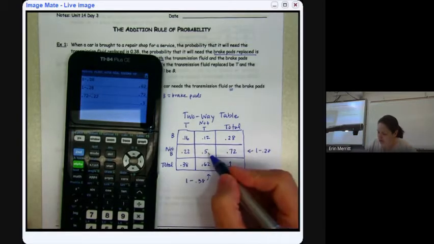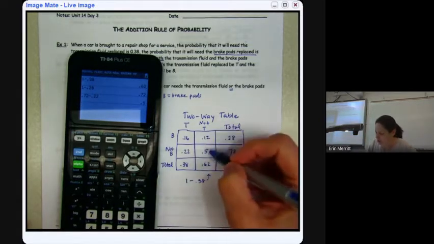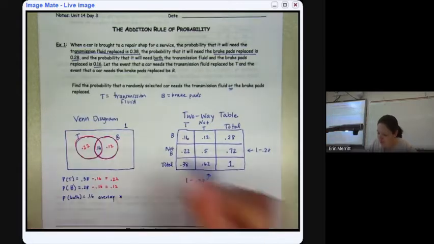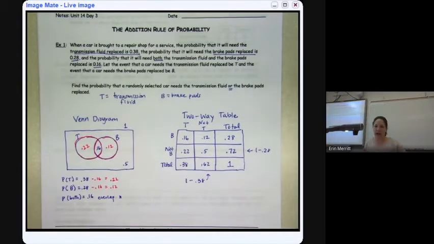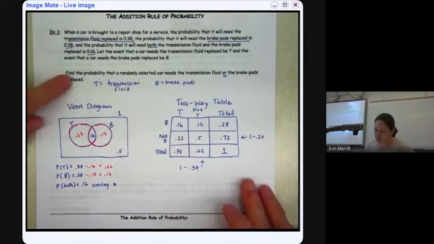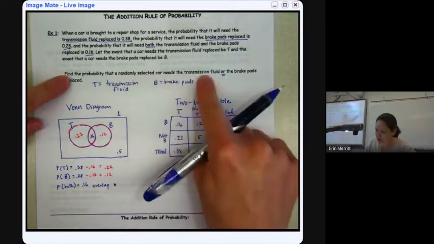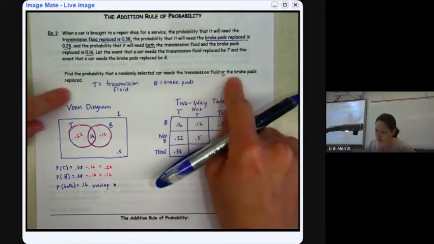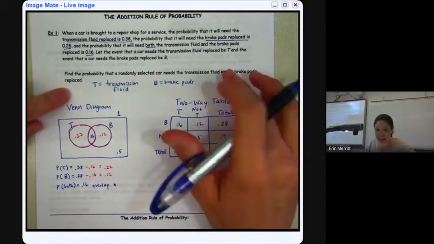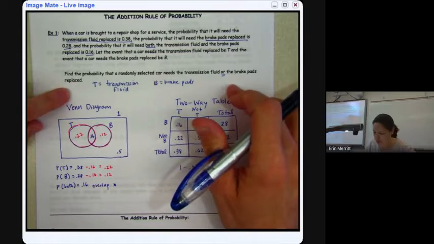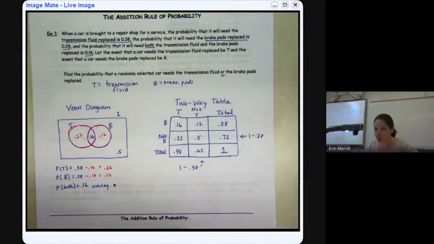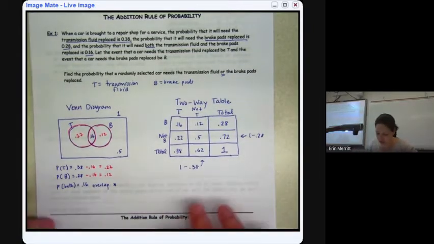And what that actually is, that's not needing brakes, not needing transmission fluid. If I come back to my Venn diagram, that would be the leftover hanging on the outside here. So two different ways to organize it, same result for both. How we then use this to answer the question: find the probability that a randomly selected car needs brake pads or transmission fluid. So one or the other, or both. That's really what that's talking about.